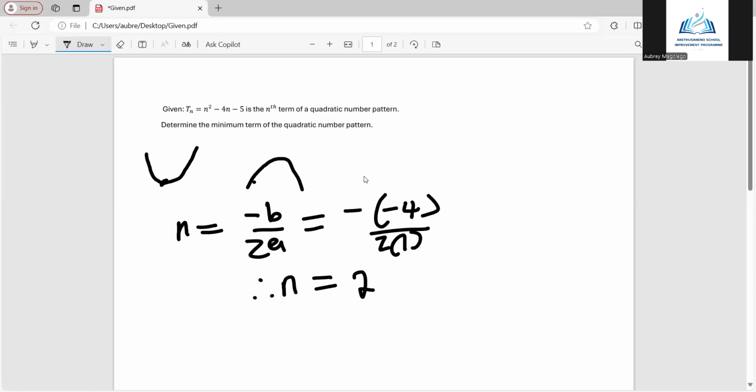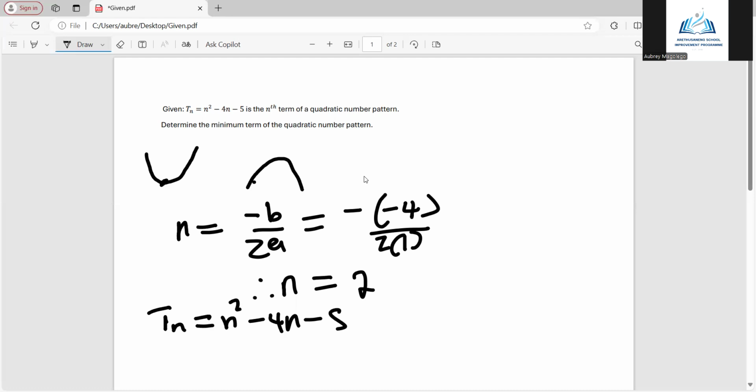That is the turning point of our graph, because that's a graph actually, but in number patterns we don't deal with the negative n values, which are the x values in the parabola graph. So the position will always be positive, which is the value of n. We find that the position of the minimum term is 2. Therefore, we can find the minimum term by using the equation Tn, which is n squared minus 4n minus 5. To find the minimum term, wherever we see n, we are going to substitute 2.